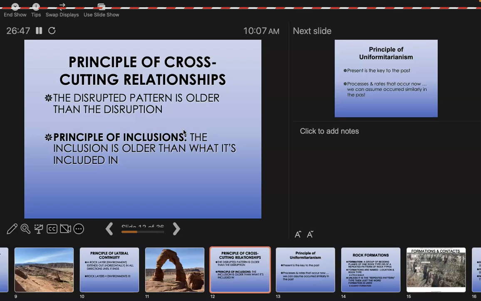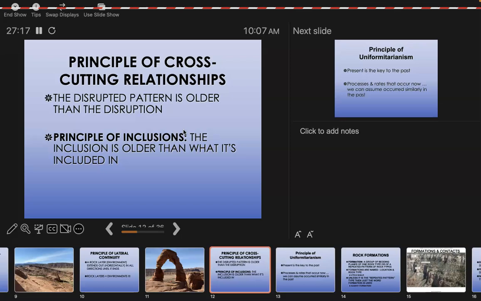How else can I say this? Let's say you're looking at a giant cliff of sandstone and there's a big old igneous intrusion in the middle of it. Which one came first? The sandstone, or the intrusion? The sandstone. Why? Because the intrusion needed something to intrude into. Otherwise, it just would have flowed all over and it would have looked like something else if there wasn't any rock there.